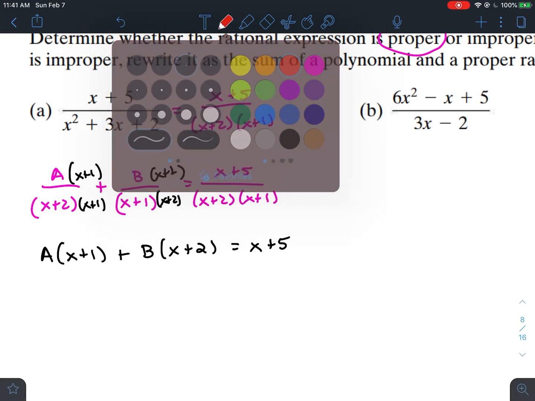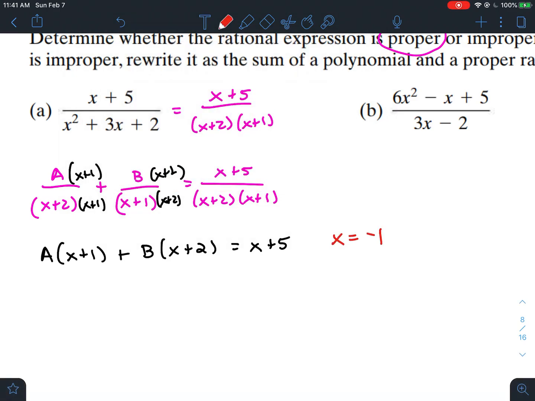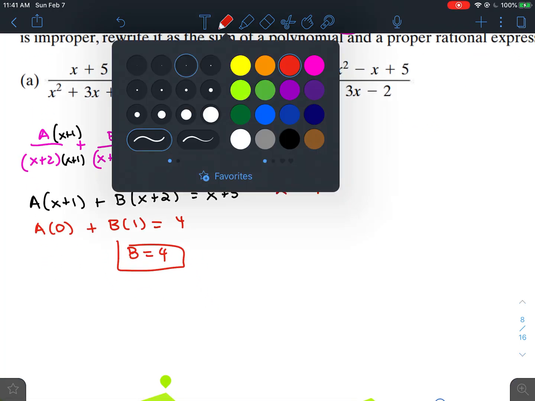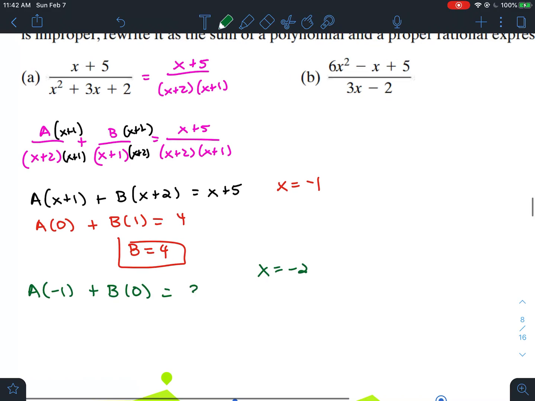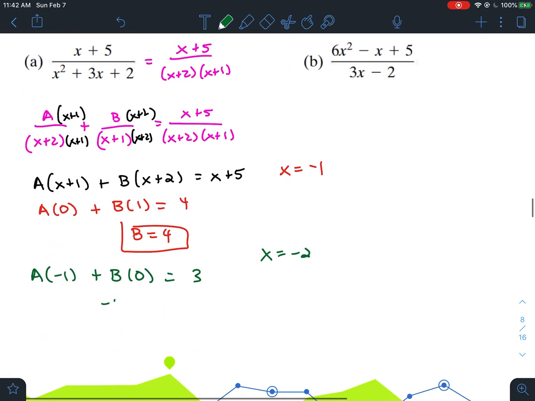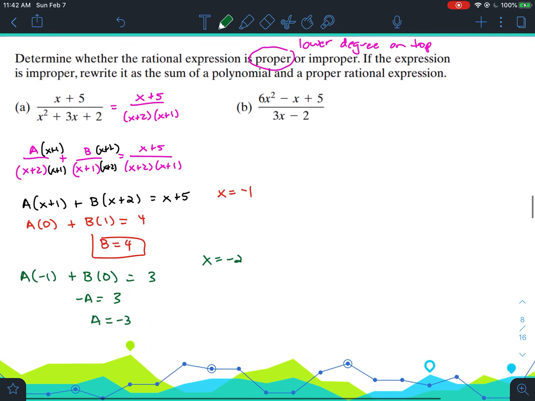Now be creative. Let's let x be negative 1. If I let x be negative 1, then the a term will go away. So a times 0 plus b times 1 equals 4. So b is going to equal 4. And then let's be creative again. To make the b term go away, I will let x equal negative 2. Then I would get a times negative 1 plus b times 0 equals 3. So negative a is going to equal 3, so a is negative 3.